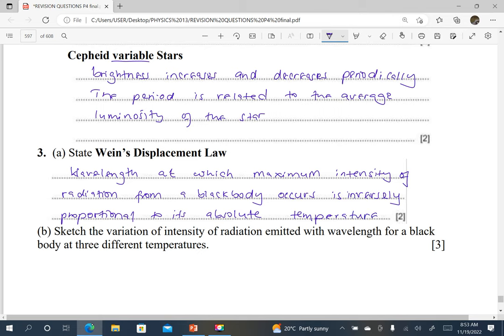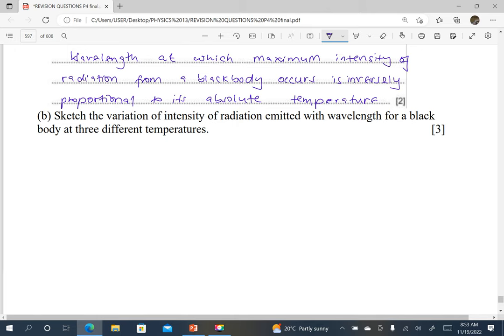It is inversely proportional to its absolute temperature. Sketch the variation of intensity of radiation emitted with wavelength for a black body at three different temperatures. So from Wien's displacement law, we are seeing that the wavelength at which maximum intensity is occurring is inversely proportional to its temperature. So as temperature increases, the maximum intensity occurs at smaller wavelength.